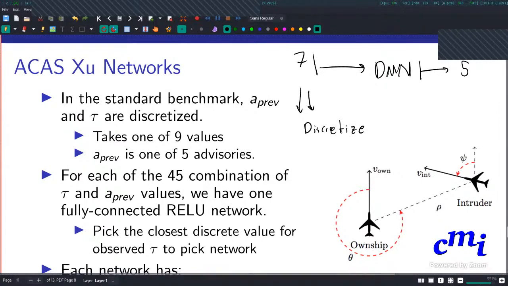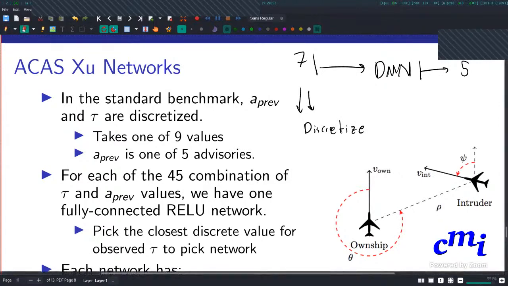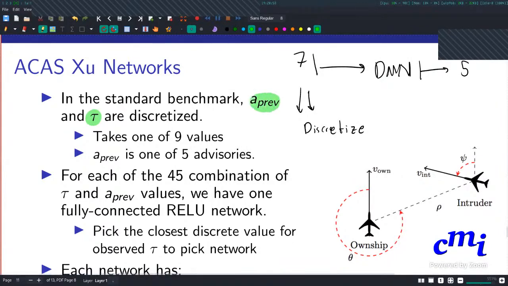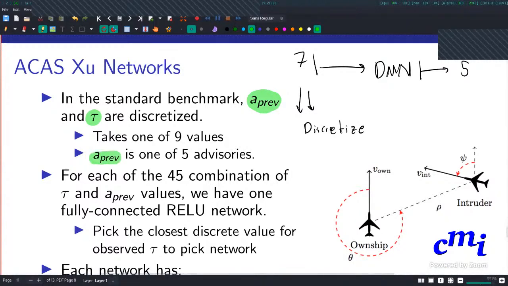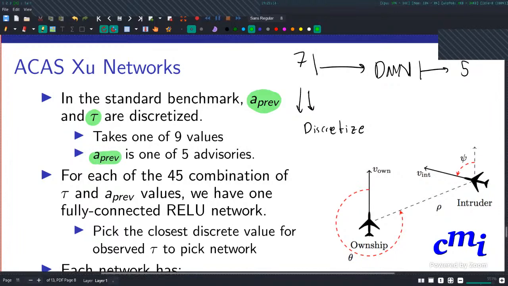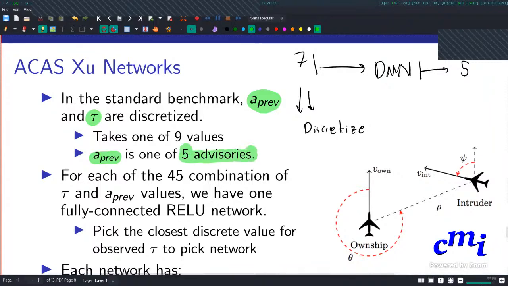The last 2 inputs, if you remember, are tau, which means time to collision, and aprev, which is the previous action that was done, right? And the way that they discretize is that aprev is already a discrete thing, right? Because aprev, remember, there are only 5 actions that could have been performed: turn left or right, turn strongly or weakly, or don't turn at all. So those combinations of the first 4 and then the 5th one. So there are only 5 advisories. So it is already discrete in some sense.